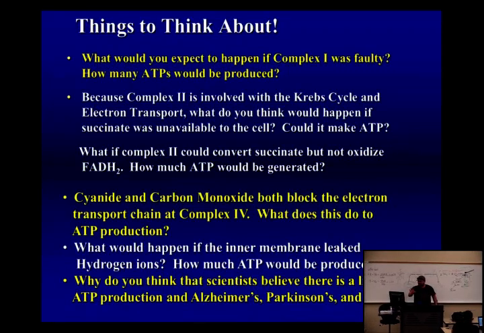Okay, here's another one. Complex 2 is involved in the Krebs cycle and electron transport. What would happen if succinate was not available to the cell or it couldn't produce succinate? Just a reminder, succinate is part of the Krebs cycle, right? It doesn't work. So if it can't go around the circle, what happens to the Krebs cycle? It stops.